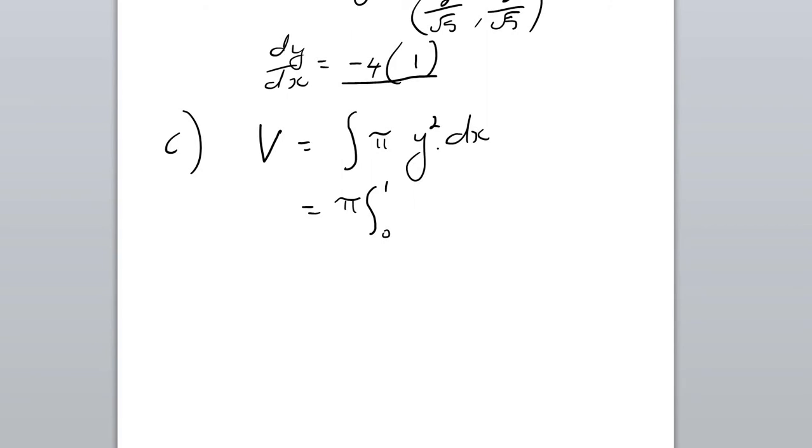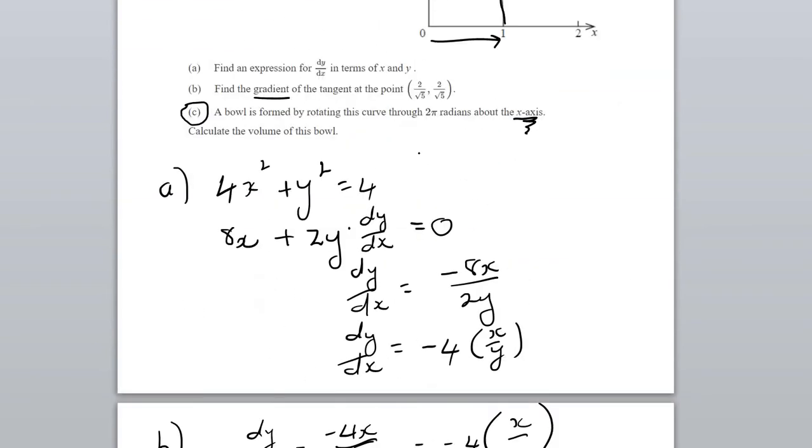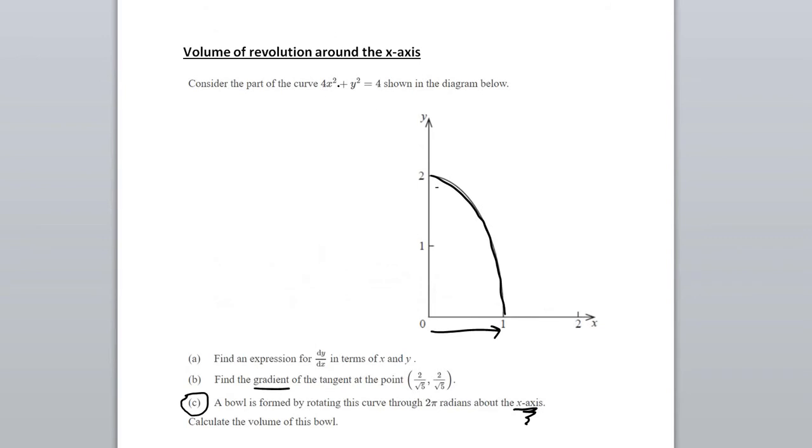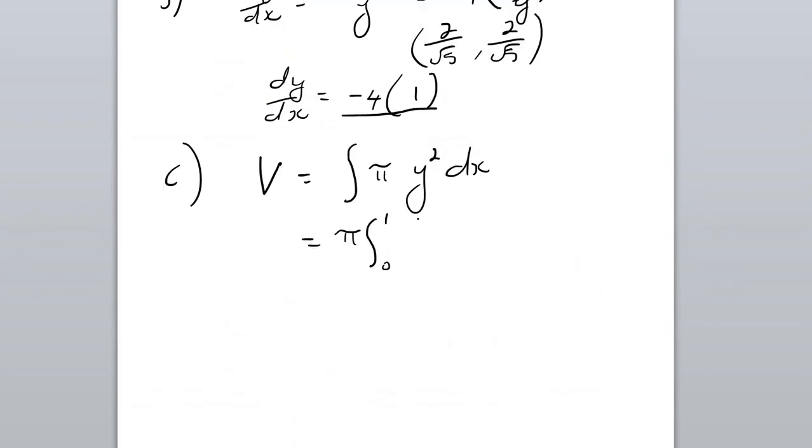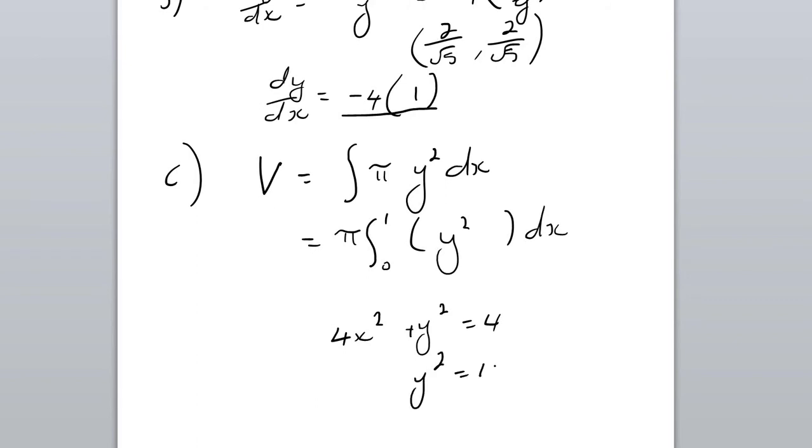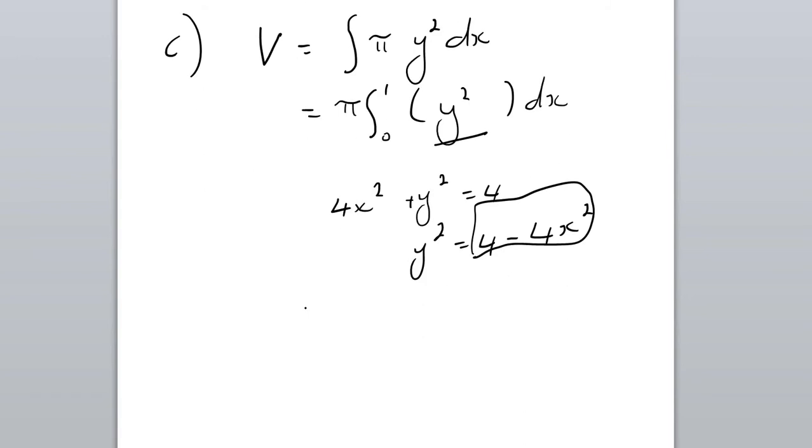Now, in order for us to get y squared, let's take a look here at our given equation. 4x squared plus y squared is equal to 4. Therefore, if we make y squared the subject, I can substitute it straight into my formula here. So 4x squared plus y squared is equal to 4. Therefore, y squared is equal to 4 minus 4x squared. And this here, I can substitute for y squared in this equation. Now let's go and do it.